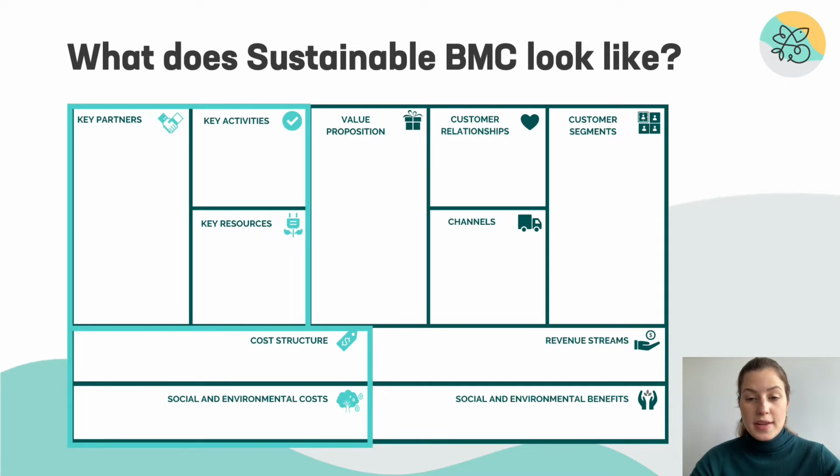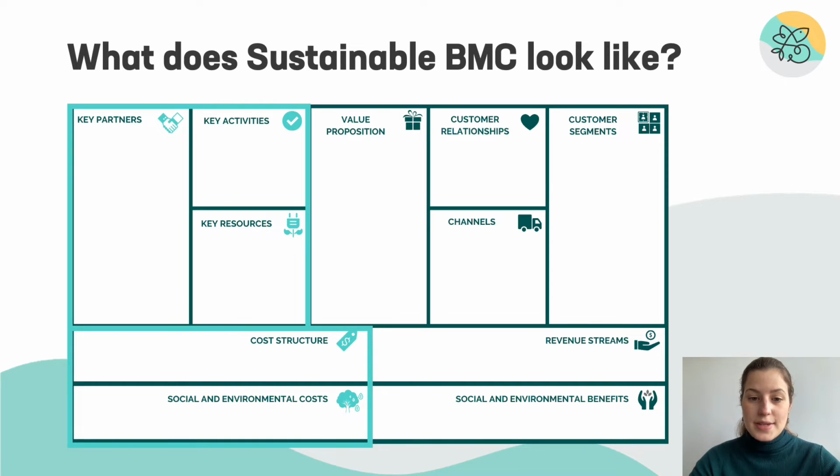We have the positioning on the right side of the canvas and the operational on the left side of the canvas. The positioning building block illustrates the position of your project in your target market and the added value it creates for the target groups, for society, and for the environment. The components here are customer segments, customer relationships, channels, value proposition, revenue streams, and social and environmental benefits. We will look at these in more detail in the following slides.